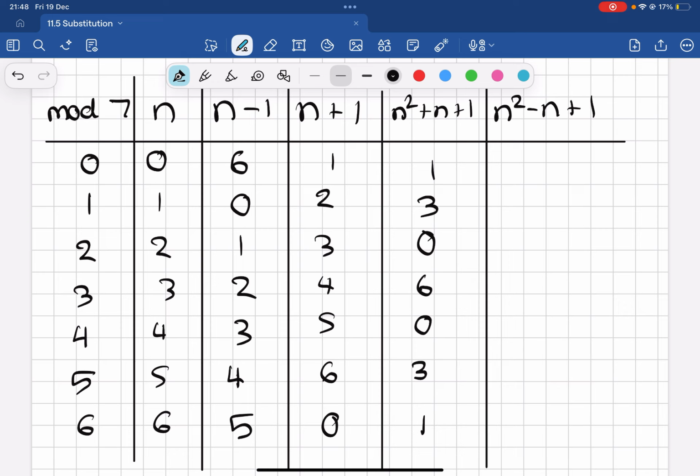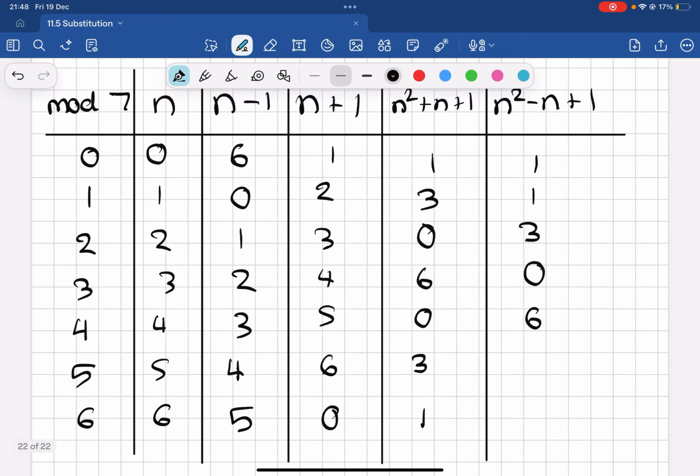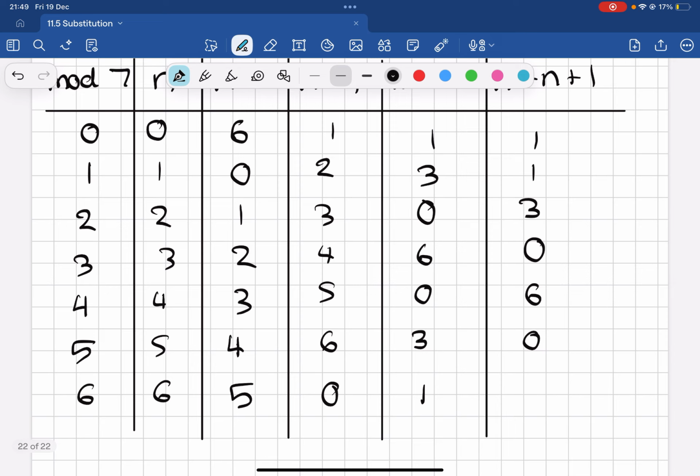And then n squared minus n plus 1, we've got 0 minus 0 plus 1, 1 minus 1 plus 1 is 1, 2 squared is 4 minus 2 plus 1 is 3, 3 squared is 9 minus 3 plus 1, which is 7, which is congruent to 0. 4 squared minus 4, which is 12, plus 1 is 13, which is congruent to 6. We've got 5 squared, which is 25, minus 5 is 20, plus 1 is 0. 6 squared, 36, minus 6, plus 1 is 31. 31 is congruent to 3.